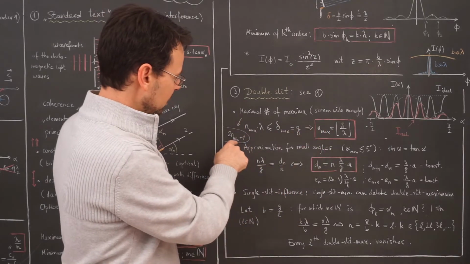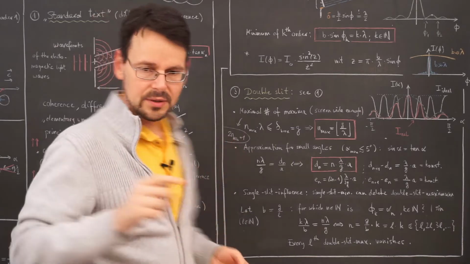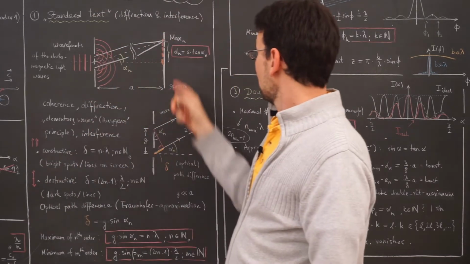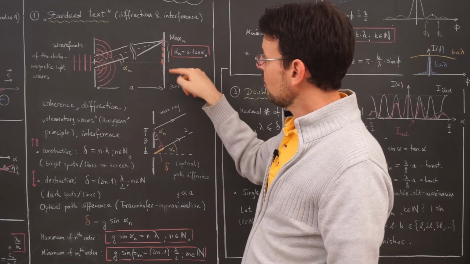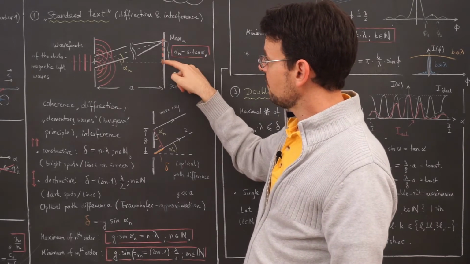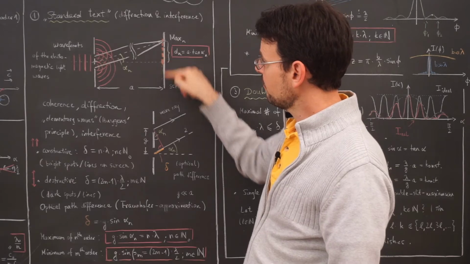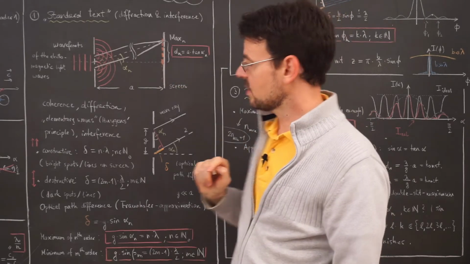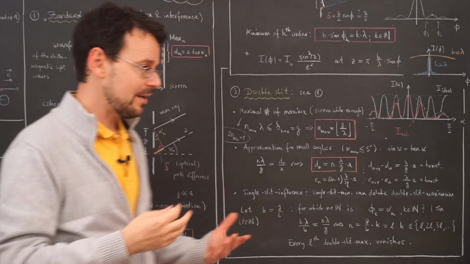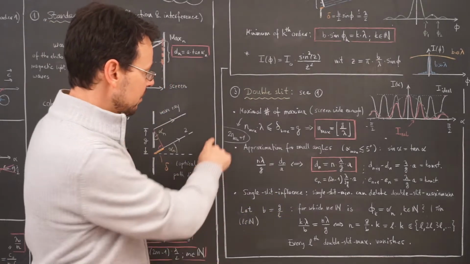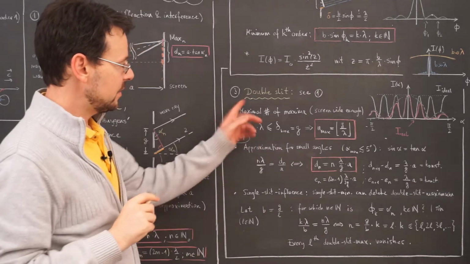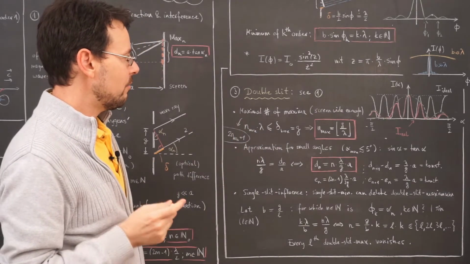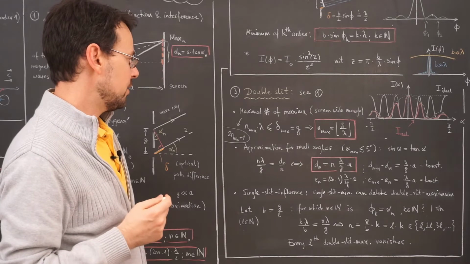And then, because this pattern here is symmetric, if the maximal order, for example, is 5, you're going to see 5 maxima here, 5 maxima down here, and the maximum of order 0, so 11 put together. And so you need to take this number times 2 and add 1, and this is the maximal number of maxima that you can see on a screen.